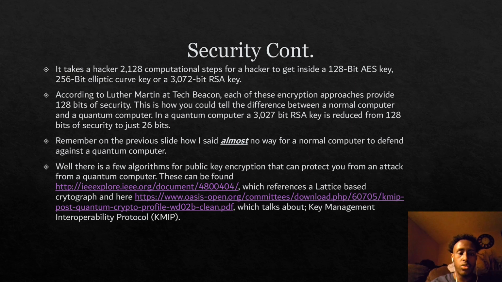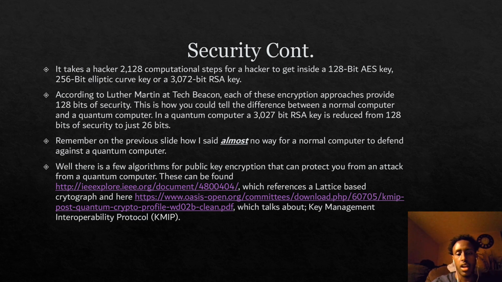It takes a hacker 2^128 computational steps to get inside a 128-bit AES key, a 256-bit elliptic curve key, and a 3072-bit RSA key. According to Luther Martin at TechBeacon, each of these encryption approaches provide 128 bits of security. This is how you could tell the difference between a normal computer and a quantum computer. In a quantum computer, a 3072-bit RSA key is reduced from 128 bits of security to just 26 bits.